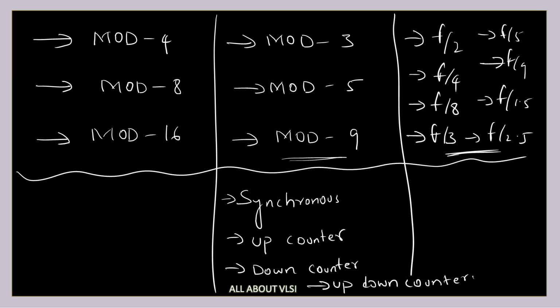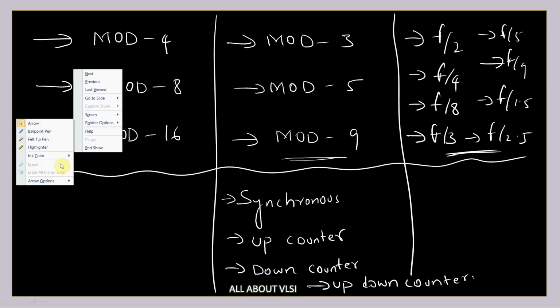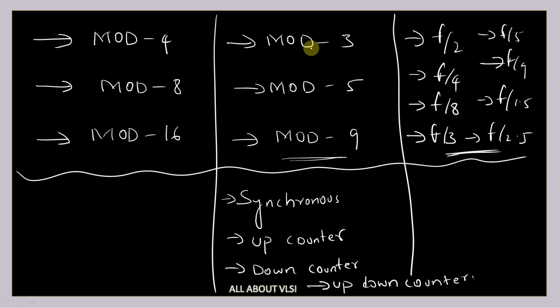So this is what we have started our discussion. We started with how to design your mod 4 counter, mod 8 counter and mod 16 counter, which we have seen. We haven't discussed mod 3, mod 5 and mod 9 yet, and we need to discuss f by 2, f by 4, f by 8, f by 3 frequency divisions using these counters. And we are still discussing the synchronous counters.